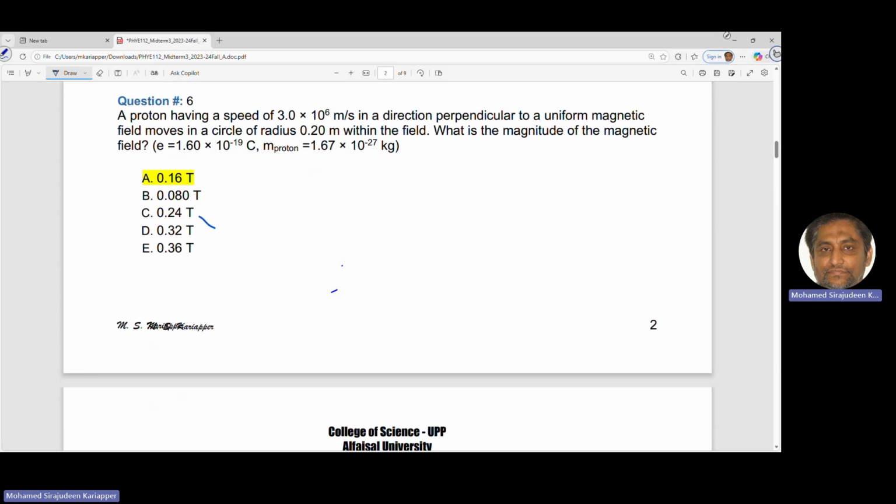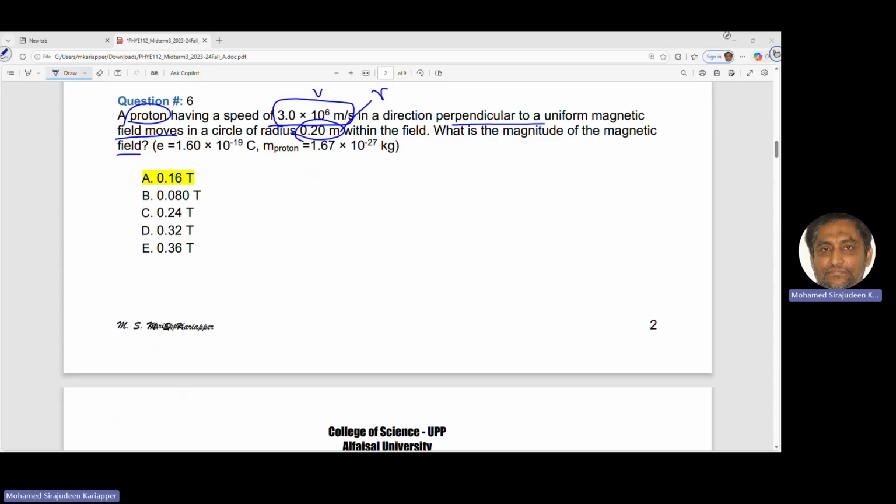Number 6. A proton having a speed of 3 times 10 to the power 6. So this is a proton, so positive charge, it has a speed this much in a direction perpendicular to a uniform magnetic field. It will describe a circle, right? We know that. And they say it describes a circle of this radius. The radius of the circle is given. What is the magnitude of the magnetic field?